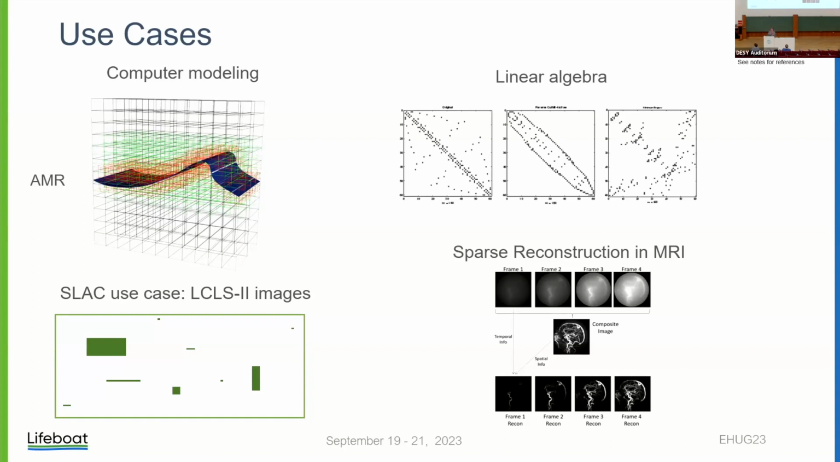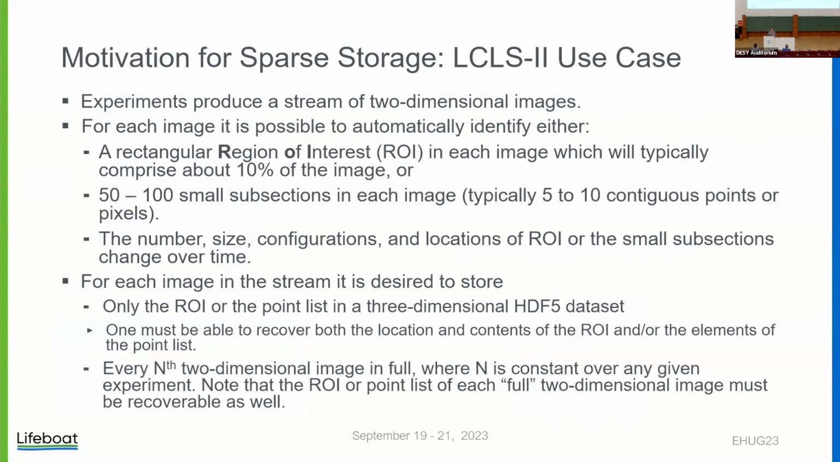They have first experiments. SLAC images have very specific structures: there are regions of interest, rectangular regions of interest, that usually take less than 10% of the whole image. There can also be 50 to 100 small subsections, typically consisting of 5 to 10 contiguous pixels. And the number of those regions of interest, their sizes, configurations, and locations change from image to image.